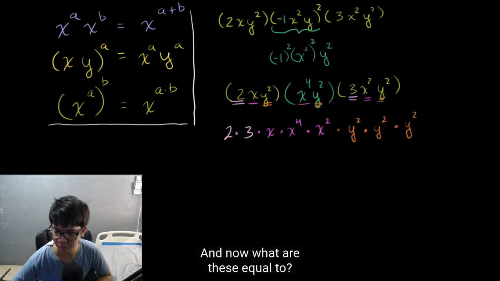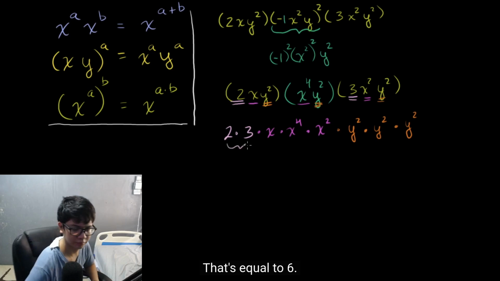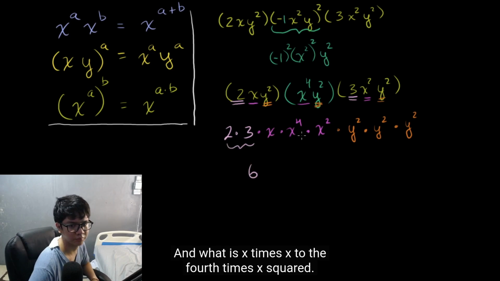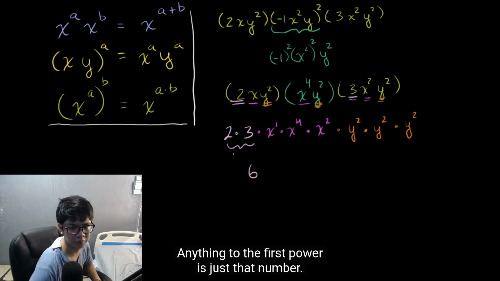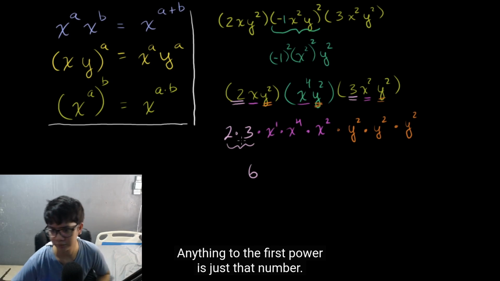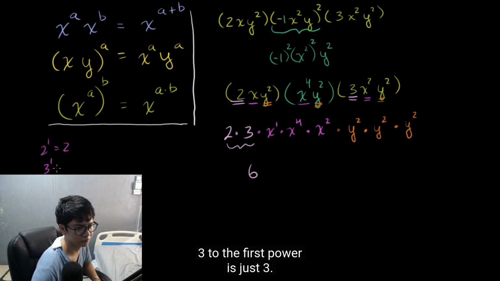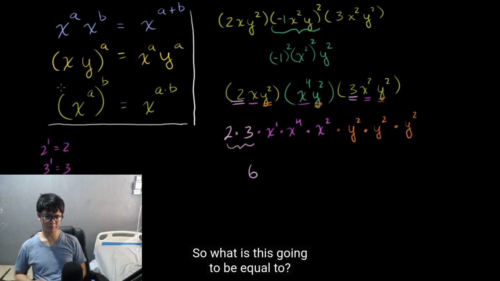And now what are these equal to? Well, 2 times 3, you knew how to do that. That's equal to 6. And what is x times x to the 4th times x squared? Well, one thing to remember is x is the same thing as x to the 1st power. Anything to the 1st power is just that number. So 2 to the 1st power is just 2, 3 to the 1st power is just 3.